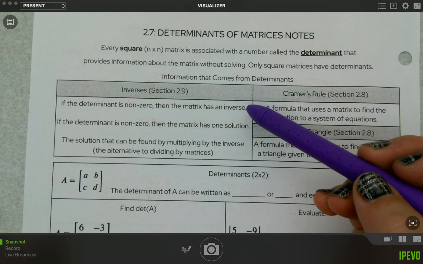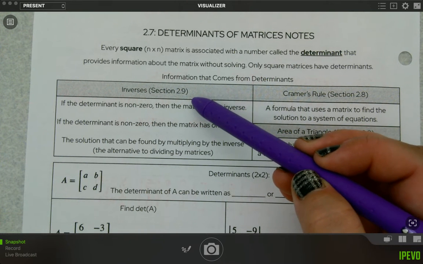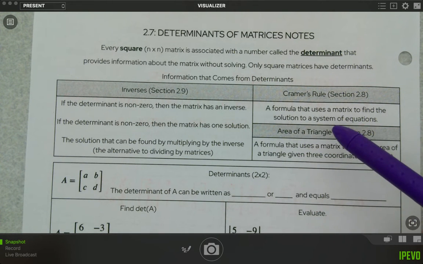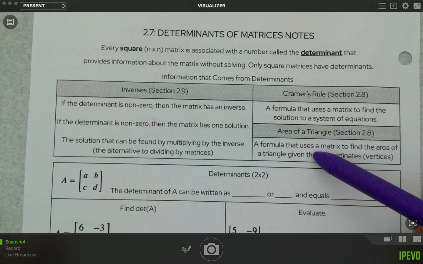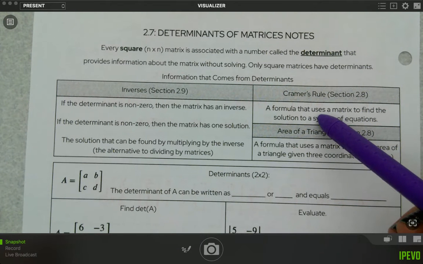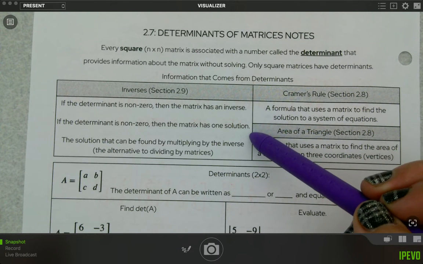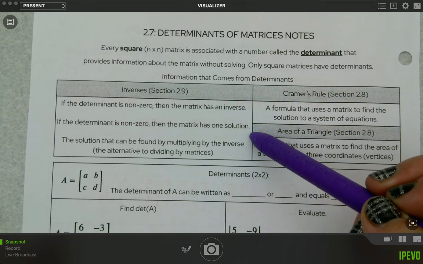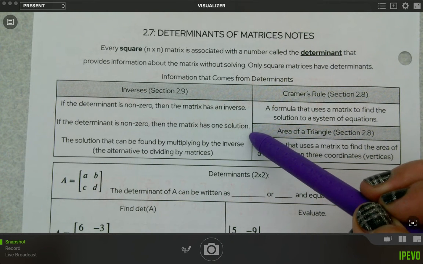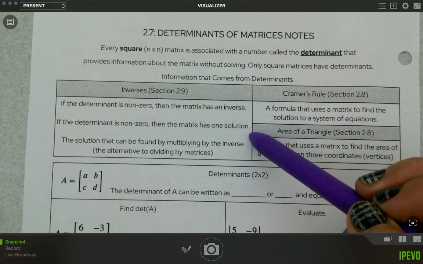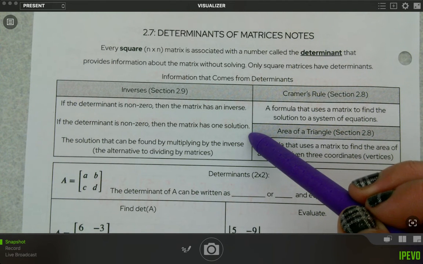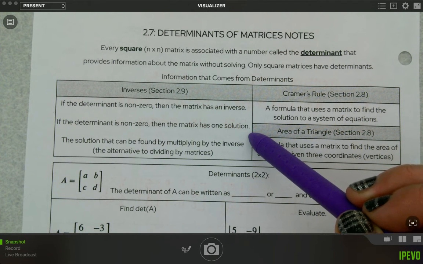So, for instance, you can find inverses, you can find solutions, and you can find the area of a triangle using the determinant. And you can't do these three things in this specific way without finding the determinant. Okay? Only square matrices have determinants. So you can't do it with a 3 by 2 or a 2 by 3 or a 4 by 5. It has to be the same number.